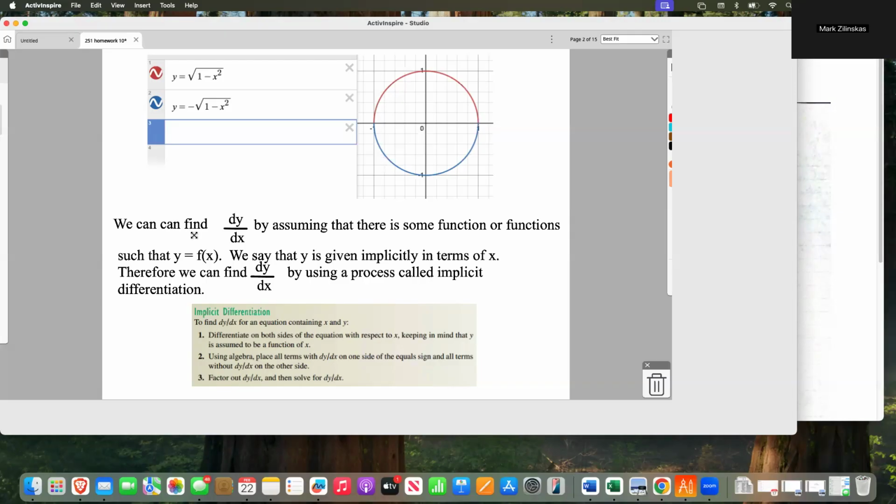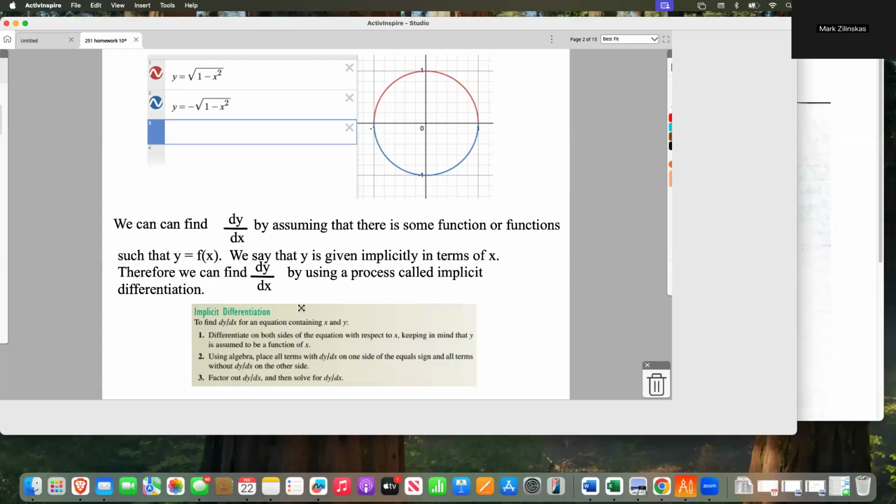All right, and so what we're going to do here, to get into this process and show you how it works, is follow this three-step process to find its derivative. We know if we break this up, we've got two functions, so we're going to find a derivative, or an instantaneous rate of change. First, differentiate both sides of this equation with respect to x, keeping in mind that y is assumed to be a function of x.